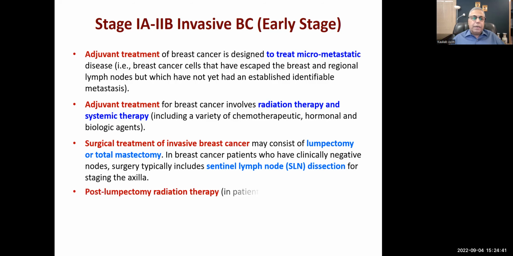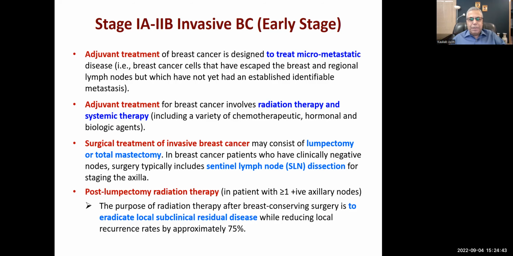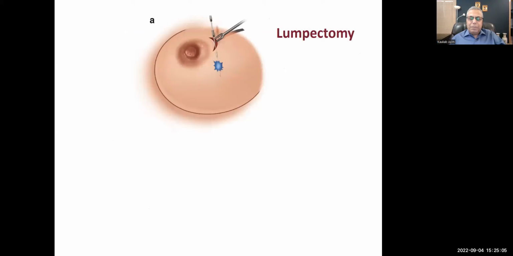Okay. Then post-lumpectomy radiation therapy in patients with less than 1 positive axillary lymph node. The purpose of radiation therapy after breast-conserving surgery is to eradicate local subclinical residual disease. Okay, if anything is left behind after surgery, then we give radiation therapy. Okay, now this is what I mean by lumpectomy. This is a small palpable lump. Maybe you have found this on breast examination or on mammography.